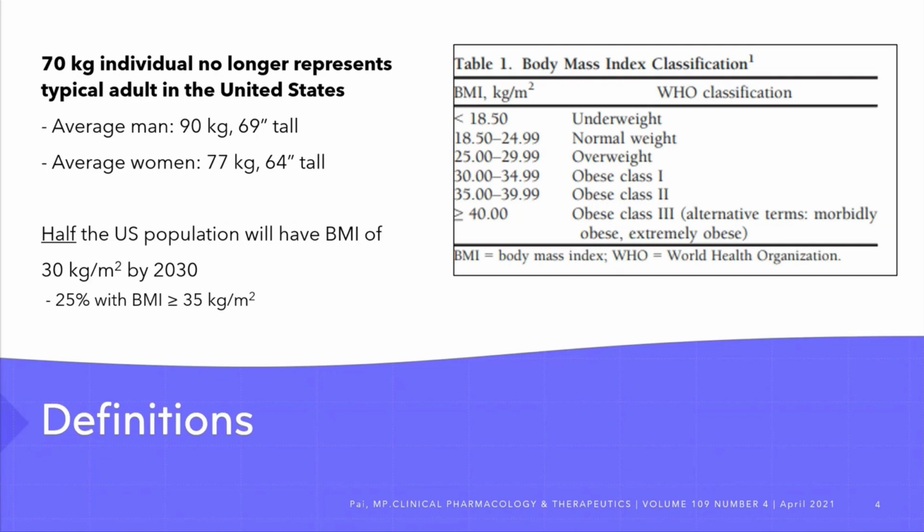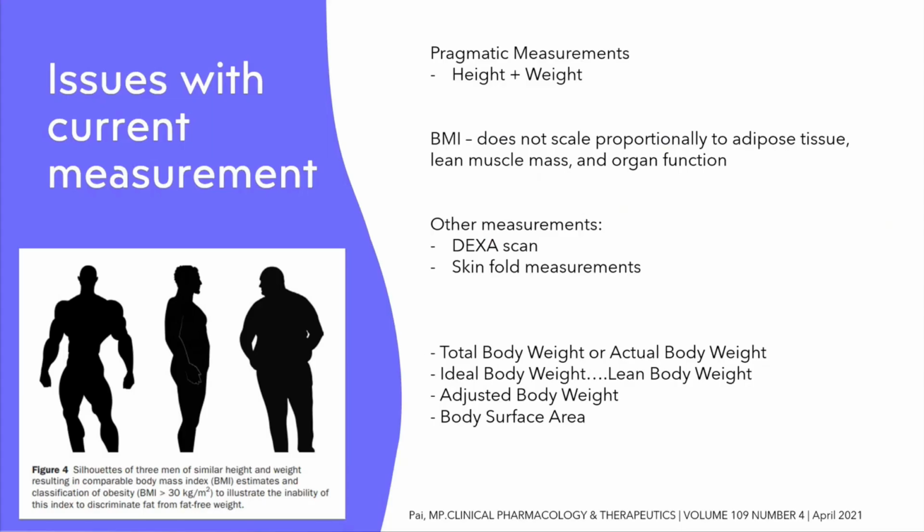So obviously it's a very relevant topic to consider when it comes to approaching these patients, when really we're talking about 50% of our patient population, and a quarter of the patient population meeting that definition of severe obesity. So what are the issues then that we have with our current measurement or the definitions that we have?